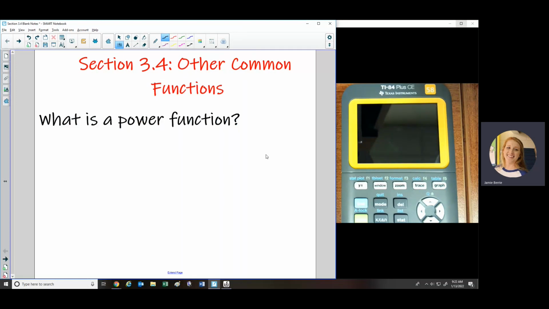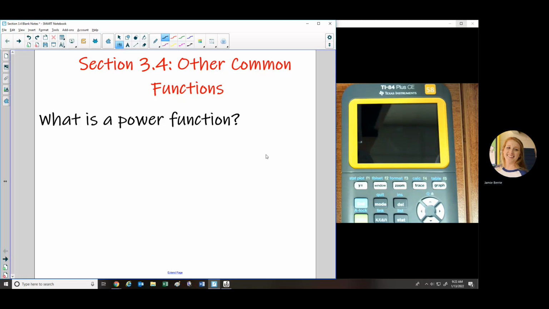In this video today, we're going to talk about section 3.4, which is called Other Common Functions. At this point, we have learned about linear functions and quadratic functions. These are just two types of common functions. Today, we're going to talk about power functions and piecewise functions, which are two other types of common functions.